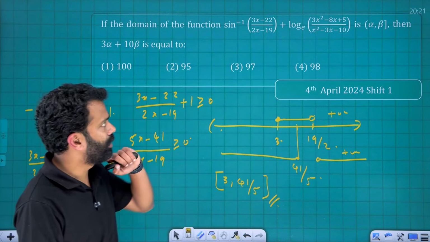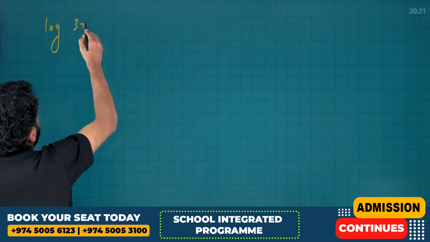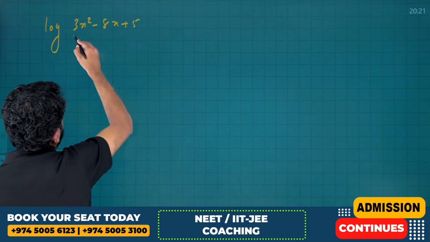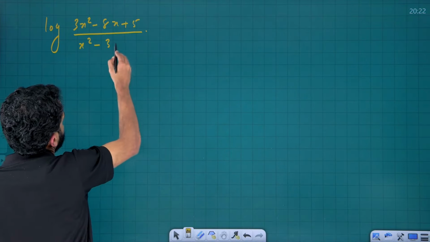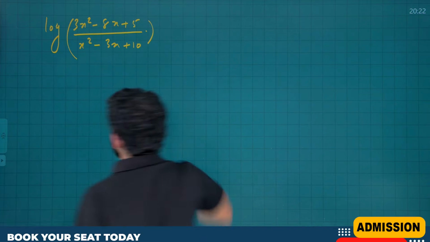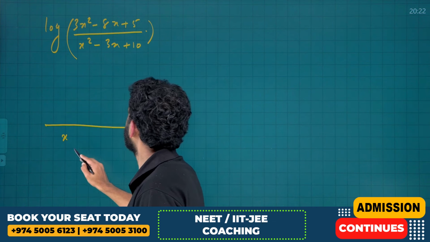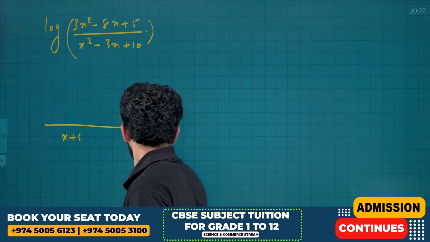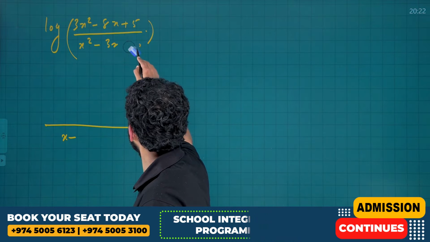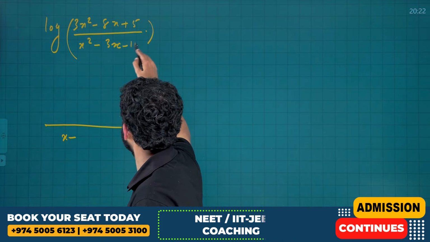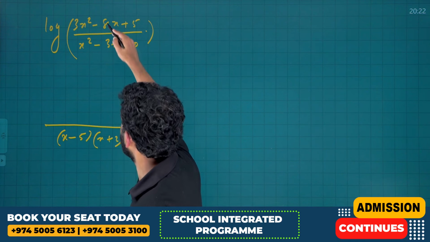Obviously in the next slide, it is log of 3x square minus 8x plus 5 divided by x square minus 3x minus 10, and this should be greater than 0. So the denominator can be factorized. How will you factorize x square minus 3x minus 10? That is x minus 5 into x plus 2.